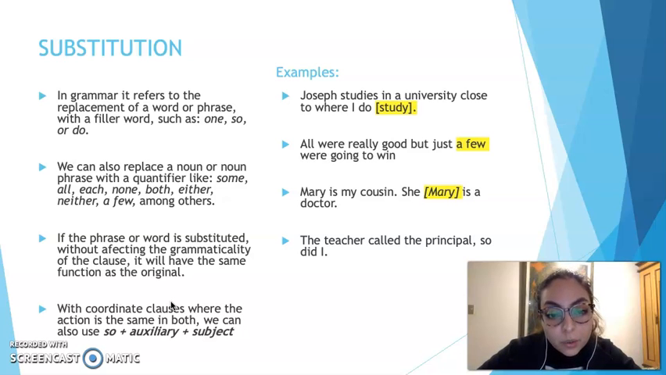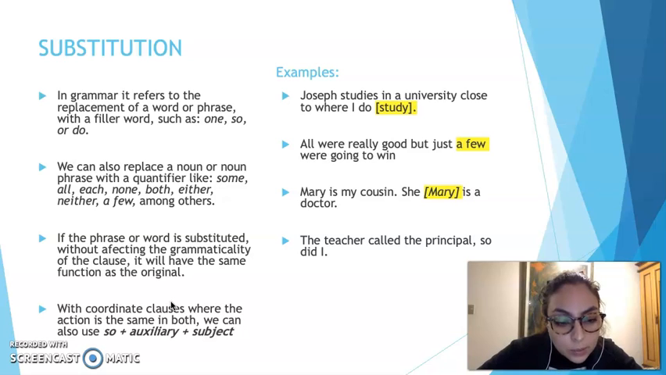If the phrase or word is substituted without affecting the grammaticality of the clause, it will have the same function as the original. For example, Mary is my cousin. She is a doctor. We're talking about Mary. That's why we are not repeating the name again.